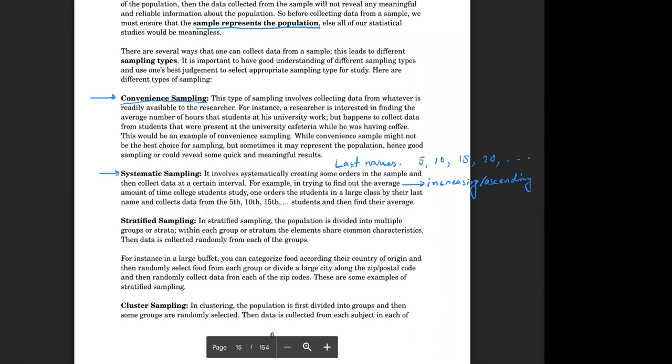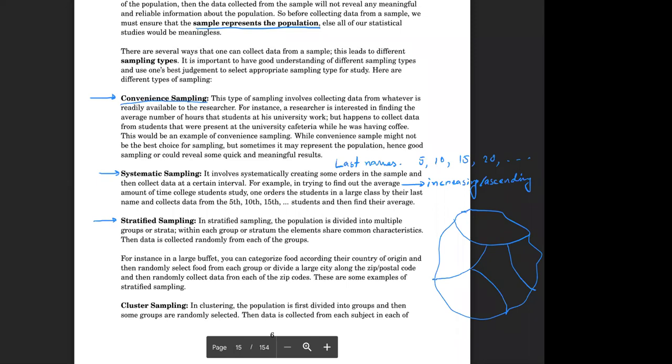Now, stratified sampling. The example that I try to use most of the time is zip codes. Let's say this is your favorite city, Salinas, and these are the zip codes. These are different zip codes. In stratified sampling, you divide or stratify the population into groups or subgroups. Then you collect data randomly from each of these groups. That's the example of stratified sampling.